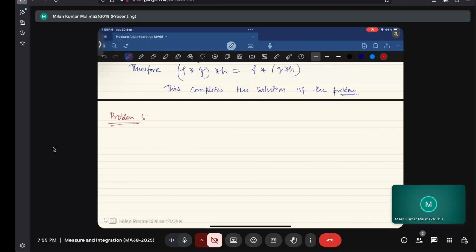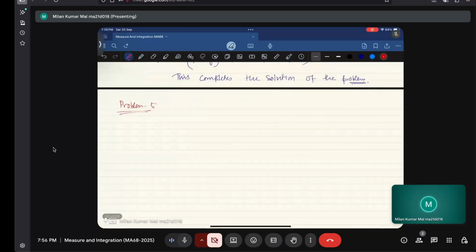I think the last one is problem 5, right? Problem 5 now. What it says, we have seen the convolution.